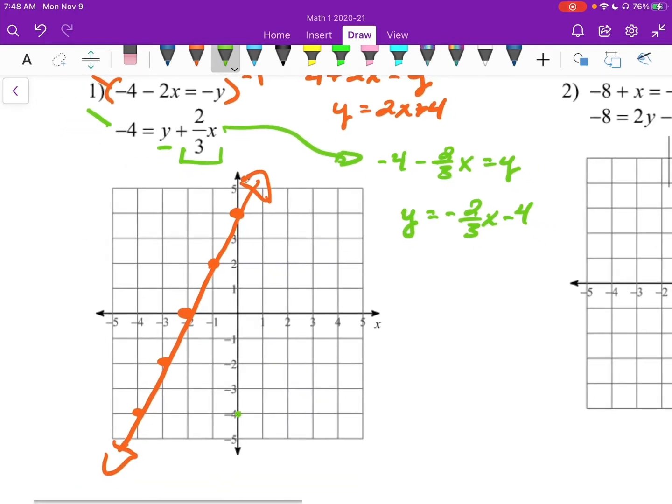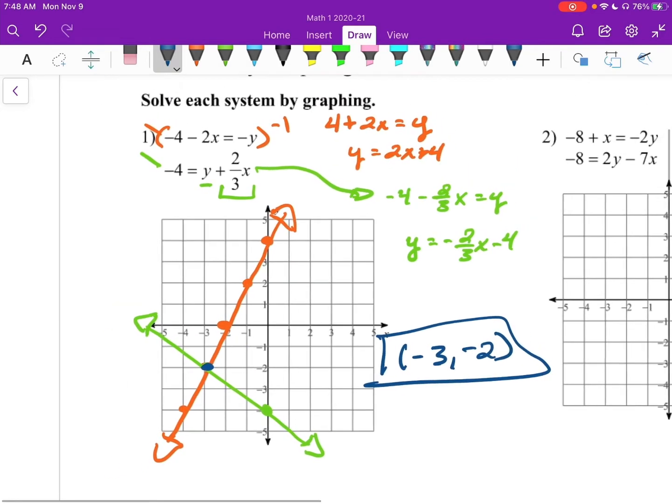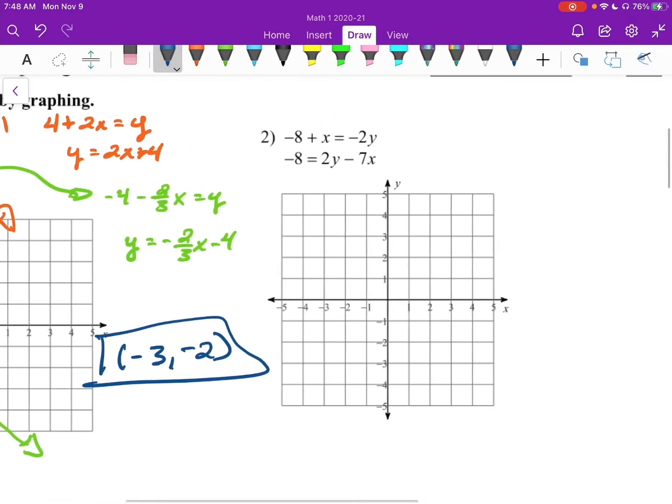My intercept is at -4, and I'm going to go, well, I need to go down 2 and right 3, right, because it's a negative slope, but I can go up 2 and left 3 also. And there's my intercept. So my intercept is right here. It is at the point -3, -2. All right. This is how all the problems on this page are going to work. It's the same. You have a little bit of algebra to do at the beginning, and then you graph them just like before. All right, number 2.